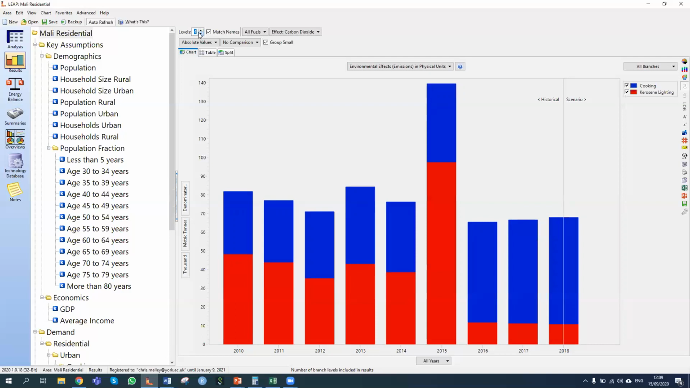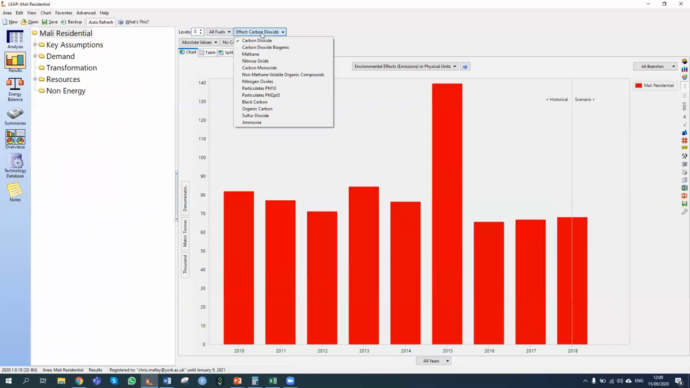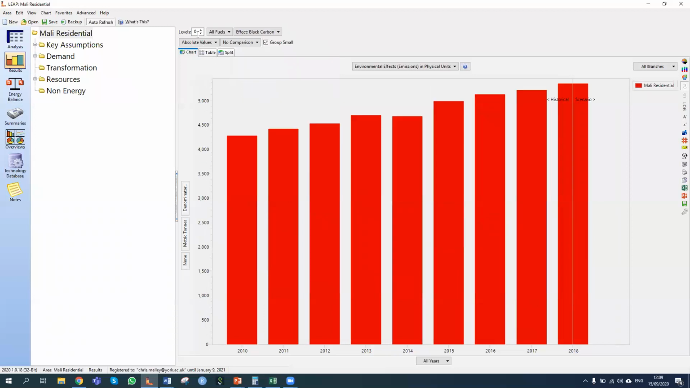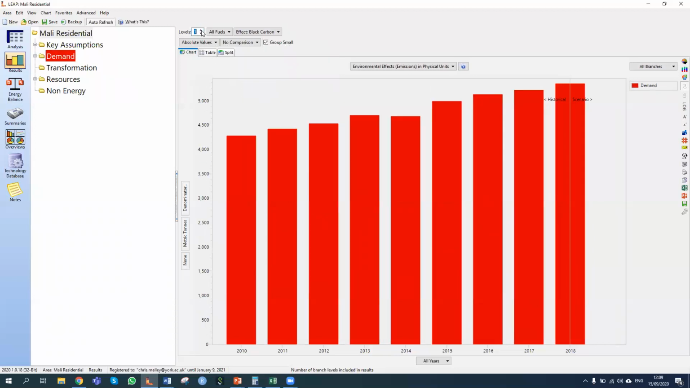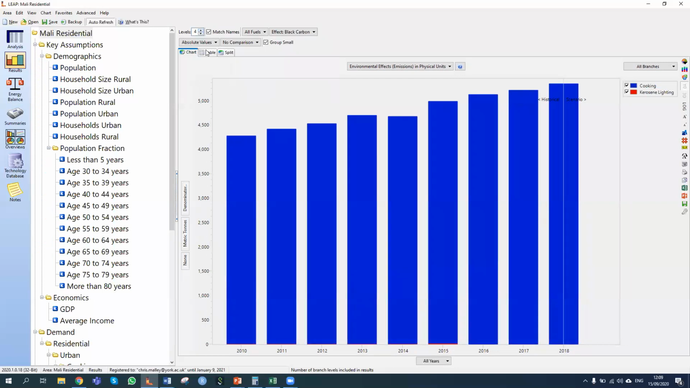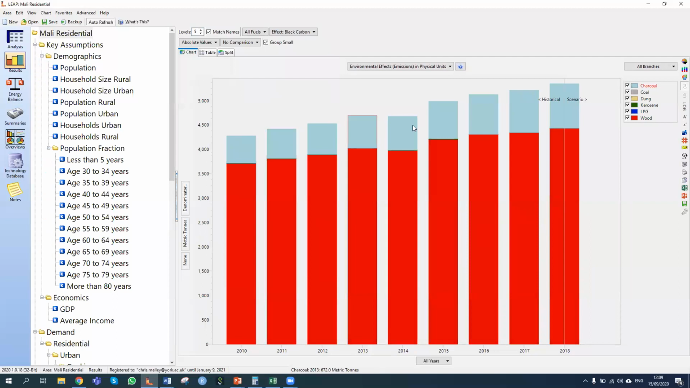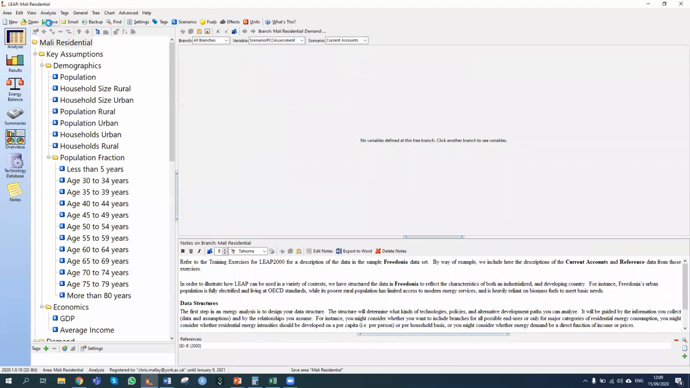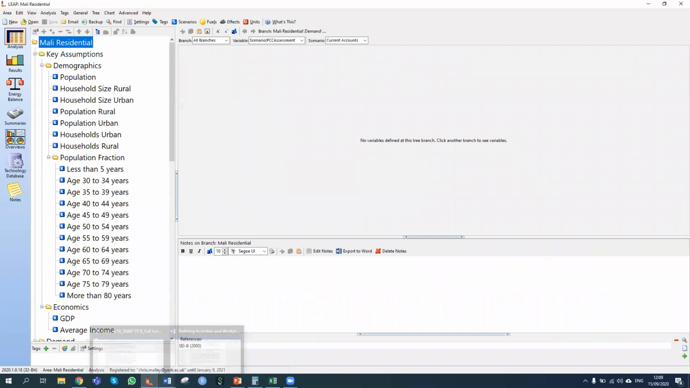If I look at another pollutant, for example, if I look at black carbon, an air pollutant that contributes to global warming, we can see that the emissions are now more in rural areas than urban areas, and they are all from cooking. A little bit comes from charcoal, but the majority of the black carbon emissions comes from wood. So we're able to view some results in this analysis already, which is exciting.